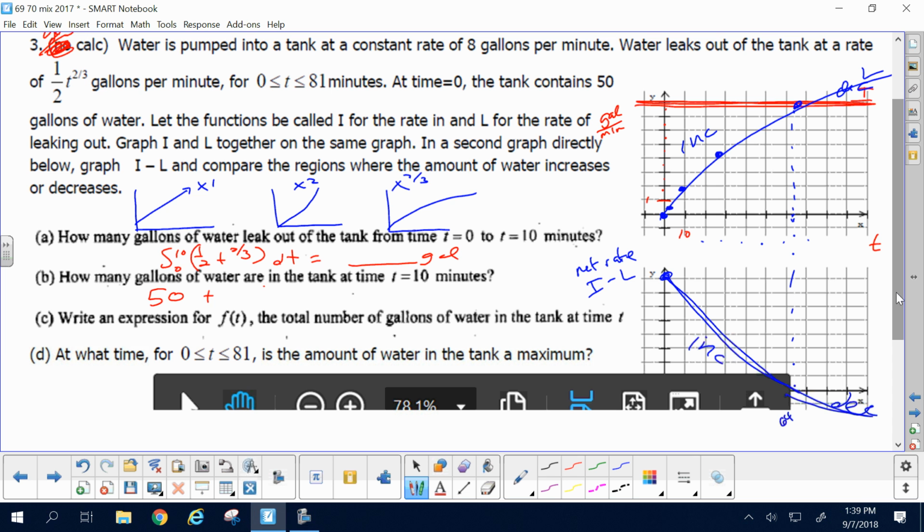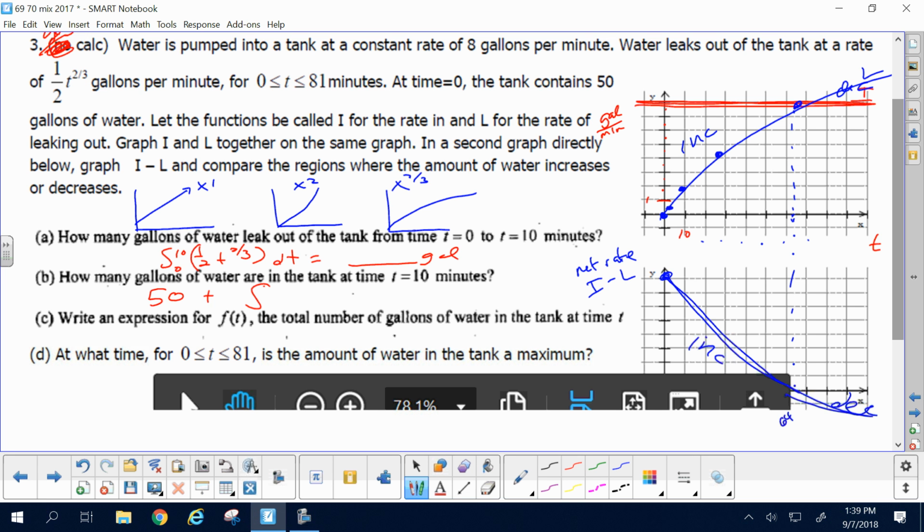Do I need to integrate those separately, or can I integrate the net rate? Could I integrate them separately, the in integral and the out integral separately? Could I put them together? Yes. By the rules of integrals, with adding and subtracting, you can separate them or put them together, they're the same.